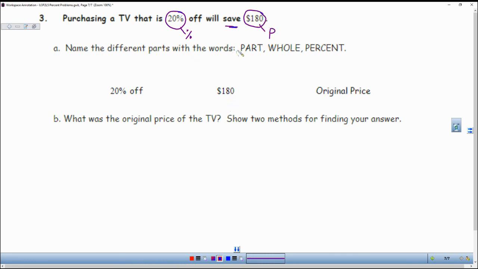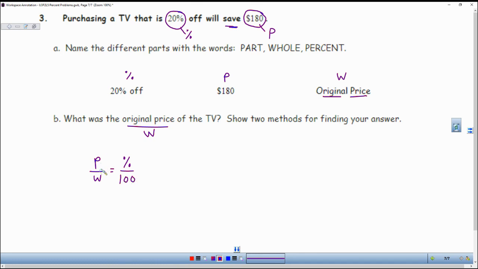So it says name the different parts with words. Well, 20% off, that's the percent. I'm not going to write the whole word out because there's the symbol. The 180, we said that was the part. This phrase, original price, typically means the whole. All right, so it's asking what's the original price. That's the whole. That's what we're trying to find. And again, surprise, surprise, I'm going to use percent proportion. Part over whole equals percent over 100. This beautiful little strategy here.